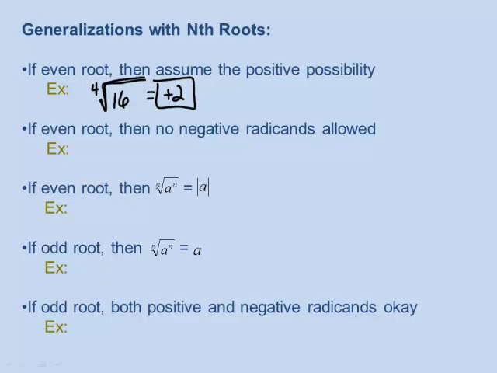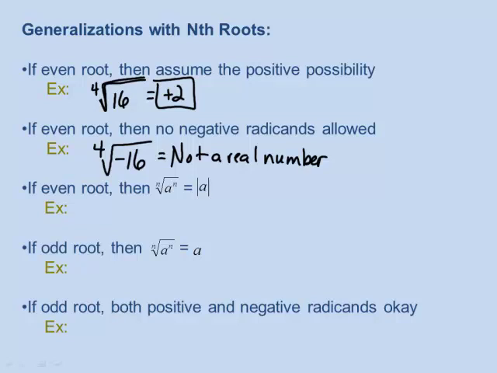Also, if you have an even root, like square root or 4th root or 6th root or 8th root, then no negative radicands are allowed. For example, if I asked you to take the 4th root of negative 16, there is no real number that will allow you to find negative 16 by taking a number and raising it to the 4th power. So this is not a real number. And that's true for any even root, square root, 4th root, 6th root, 8th root, etc.